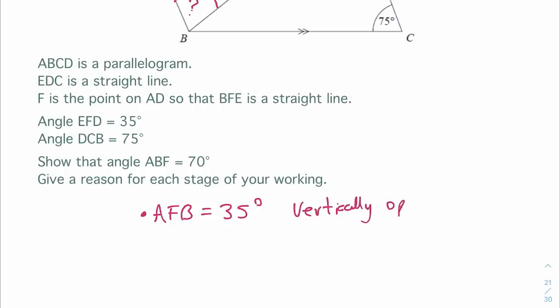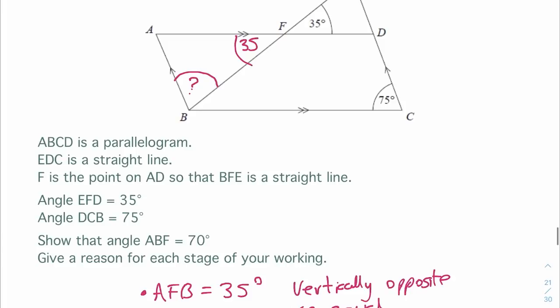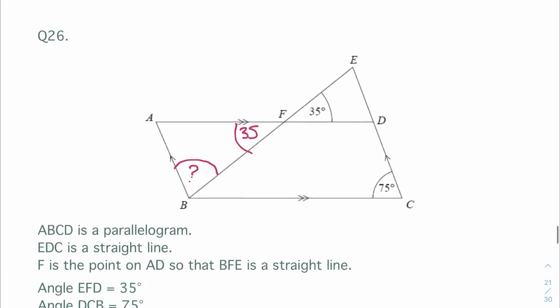There we go. Opposite angles are equal. There we go. So make sure with that, if you are going to use vertically opposite angles, that you don't just say opposite angles are equal, because it is actually vertically opposite angles. So there we go, there's our first one.